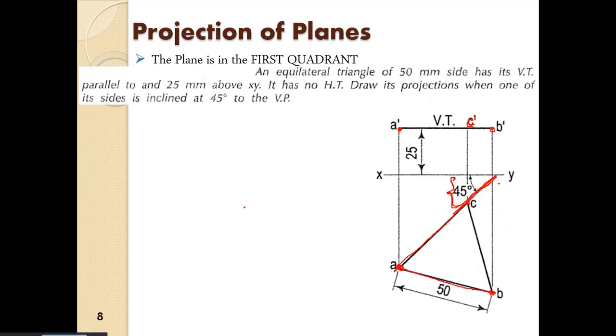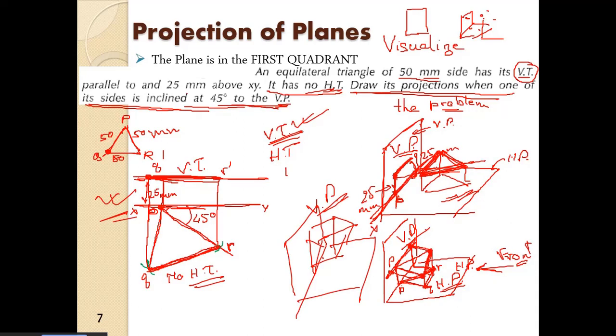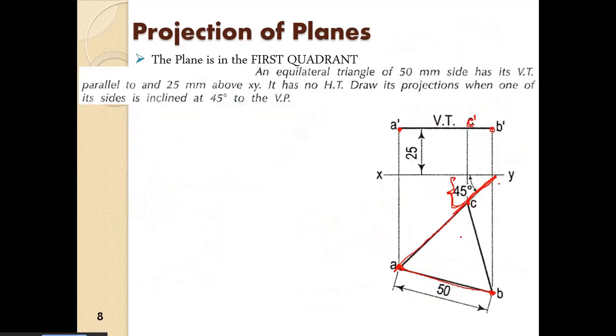So what I have considered here is I have rotated the triangle in this manner. They have rotated the triangle the other way, so just that is the difference. Here you see the vertical trace is at a height of 25 mm from the line XY, and one of the edges is making an angle of 45 degrees. That is the main important point, so it should satisfy that. And of course the edges of the equilateral triangle are 50 mm.